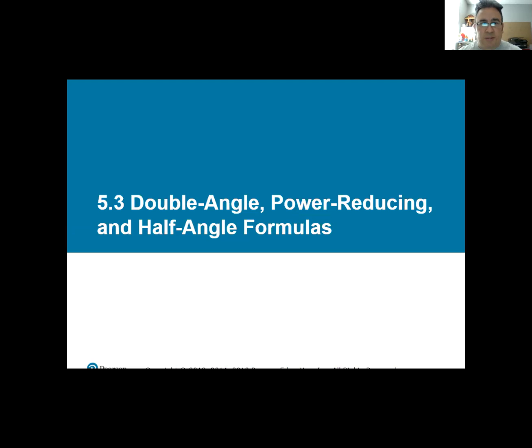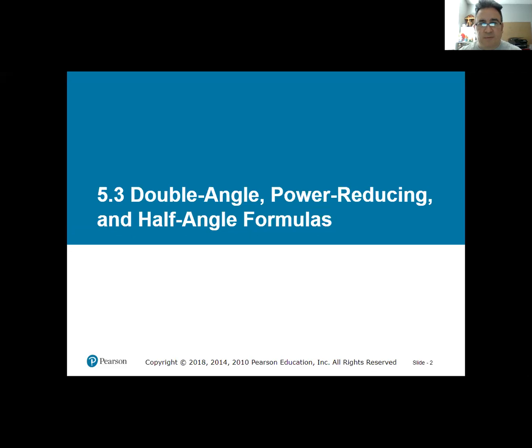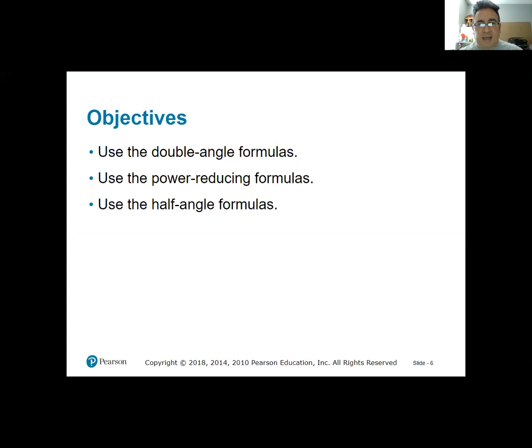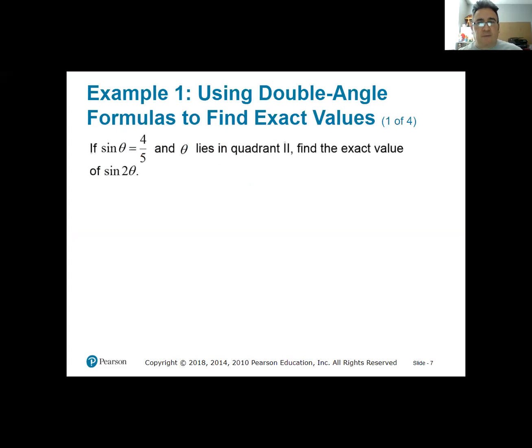So let's see. We start off with our objectives. If my computer would like to work now, maybe. There we go. Our objectives: we're going to use the double angle formulas, power reducing formulas, and the half angle formulas. So this is our first example, which is with the double angle formulas.